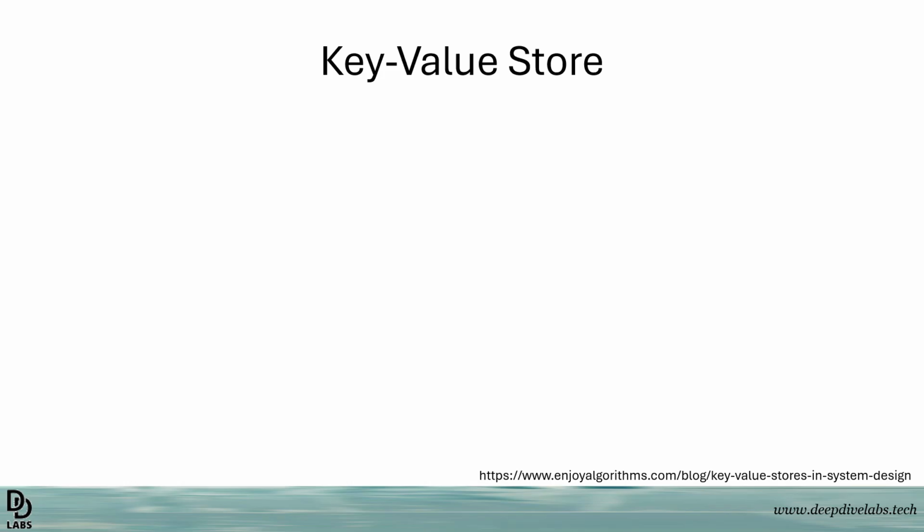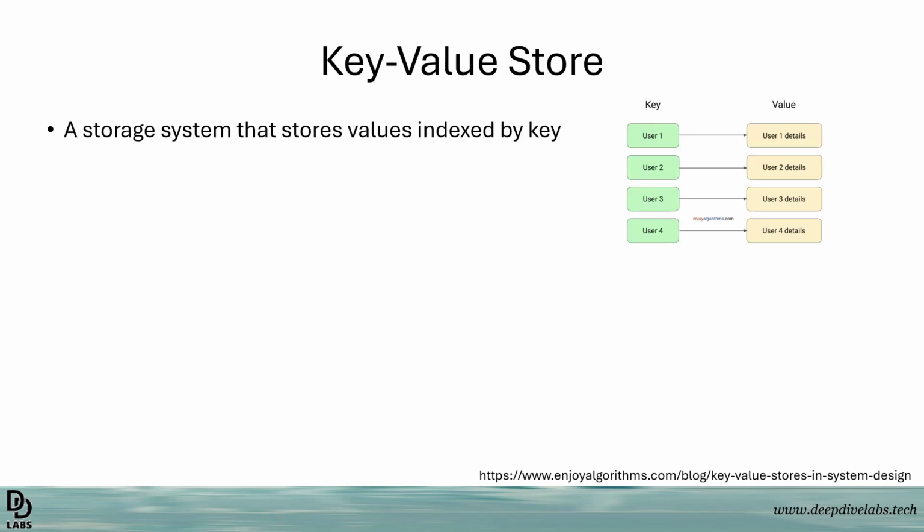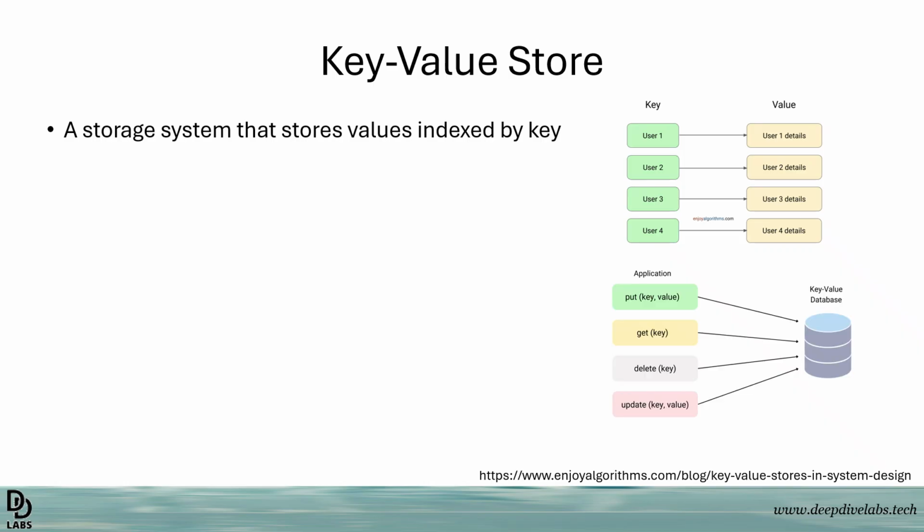So, key value store. A key value store is very synonymous with what the name itself says, right? A key value store is a storage system that stores values that are indexed by a key. We have seen a typical key value store in the dictionary data type in Python, right? So there is a key and there is a value. The value essentially is opaque to the application. So the value gets indexed by the use of the key, right? You can see the example here: you have user one, and the corresponding value is the details of user one, etc.